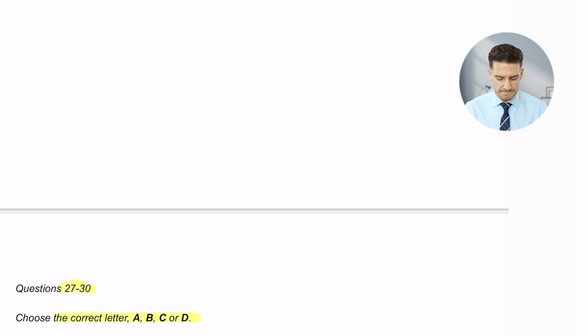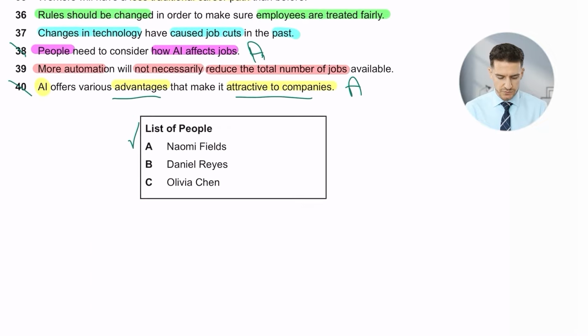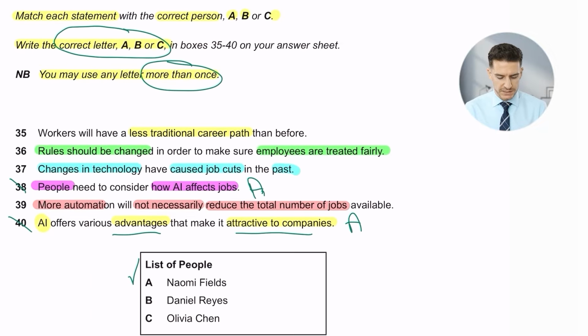So we can go back down and we'll see which statements relate to Daniel. So let's have a look at the first one. Workers will have a less traditional career path than before. Yes, absolutely. So we can put B there. He definitely talks about that. Rules should be changed. No. Changes in technology have caused job cuts in the past. No. More automation will not necessarily reduce the total number of jobs available. Yes, he does talk about that. So we can cross off 35 and we can cross off 39. Now, we'll tick Daniel Reyes as done.